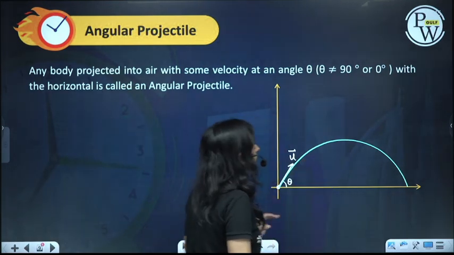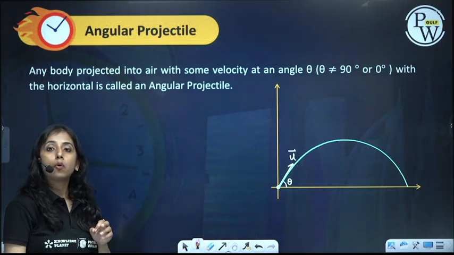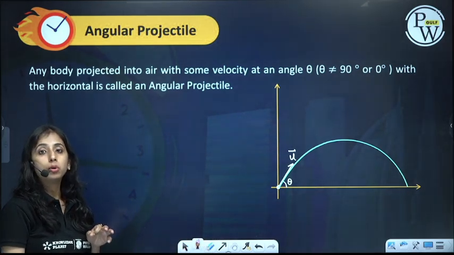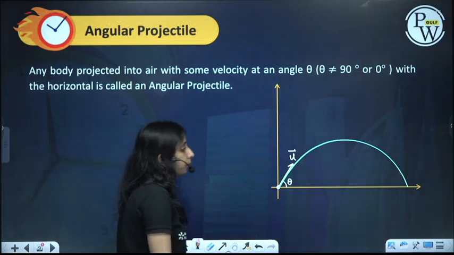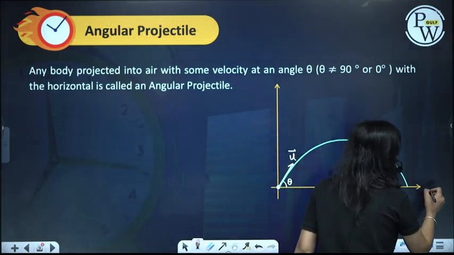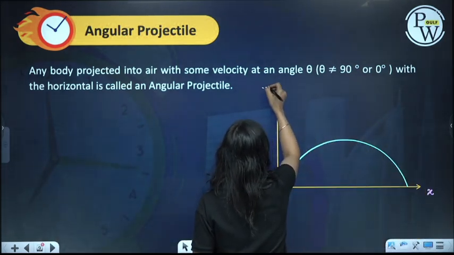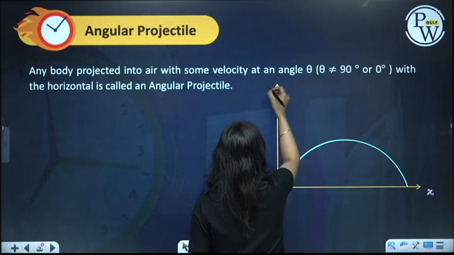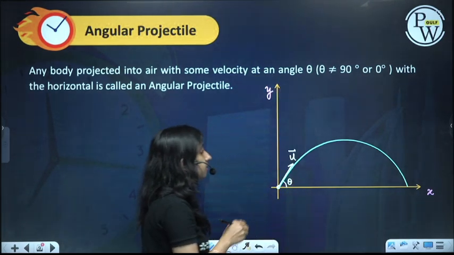At every point of the body, the force acting on the body is only mg, that is the weight of the body. This direction is called x and this direction is called y. We will take this direction as y and this direction as x.